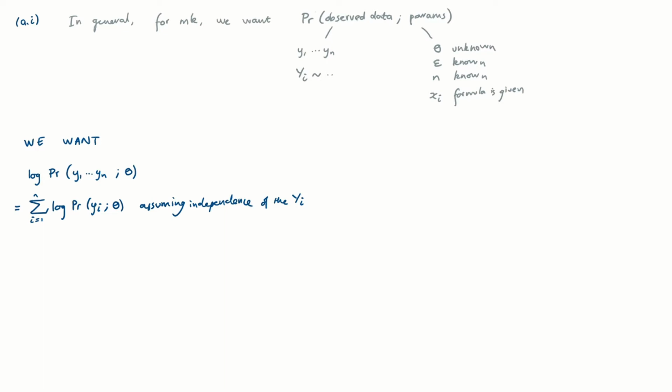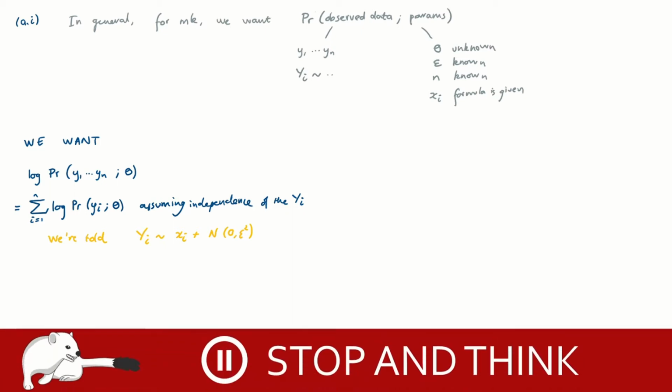Okay, and what are the random variables here? What are the yi? It tells us in the question, yi is little xi plus a normal of 0, epsilon squared noise term. The question is basically asking us to bridge these two, to go from a random variable description to a likelihood function. This is a point to pause the video and have a go at it yourself. Can you figure out the log likelihood? Press play when you're ready.